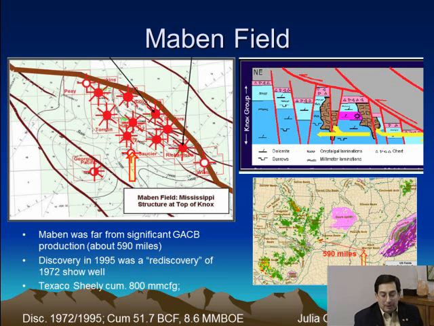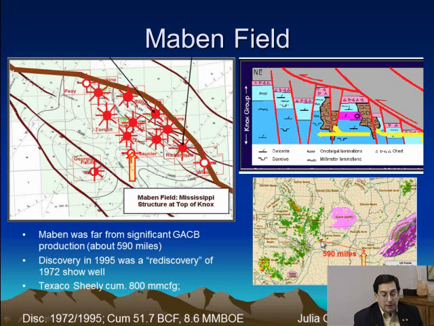Okay, Maben Field. This is an amazing field. It has about 51 BCF, or about 8.6 million barrels equivalent oil and gas. Maben Field is in Mississippi, right where the arrow is, and at its time of discovery, it was 590 miles from significant Cambrian Ordovician production. The nearest significant production was Wilburton, and that was over in the Arkoma Basin that we just talked about.